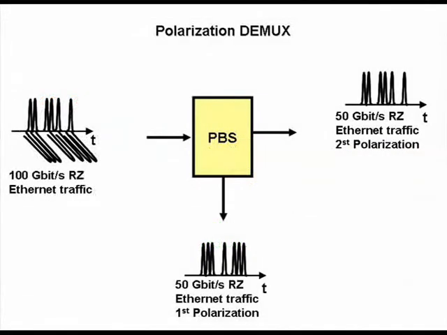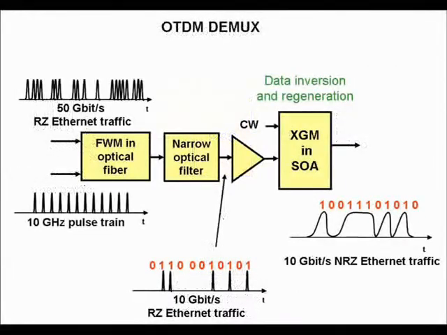At the receiver, the 100 gigabit per second Ethernet data stream is polarization demultiplexed by means of a polarization beam splitter. And then, the 50 gigabit per second OTDM frame is demultiplexed exploiting four-wave mixing in fiber. A second stage regenerates the extracted channel before the electrical receiver by means of cross-gain modulation in an SOA. This inverting block also allows recovering the original data logic.